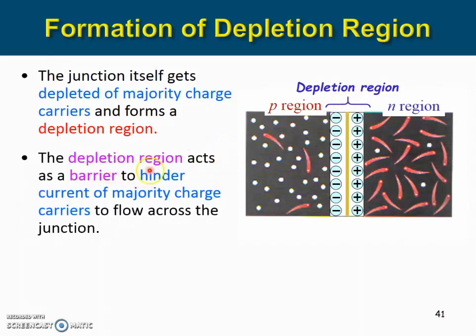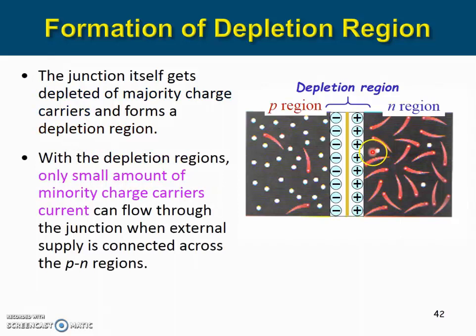The formation of the depletion region will act as a barrier to hinder current of the majority charge carriers. It is because in this depletion region, there are no majority charge carriers, so it is impossible to have current of majority charge carriers flowing through it. But on the other hand, a small amount of current is able to go through this depletion region. This small amount of current is carried by the minority charge carriers, such as these few holes and these few free electrons.